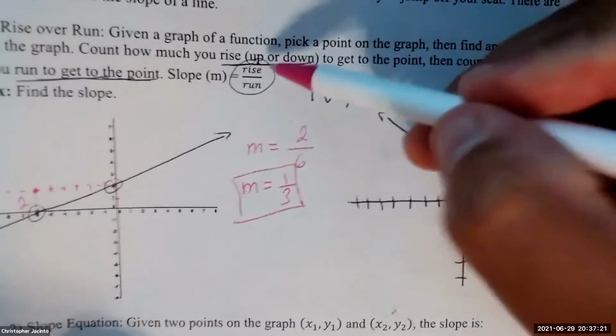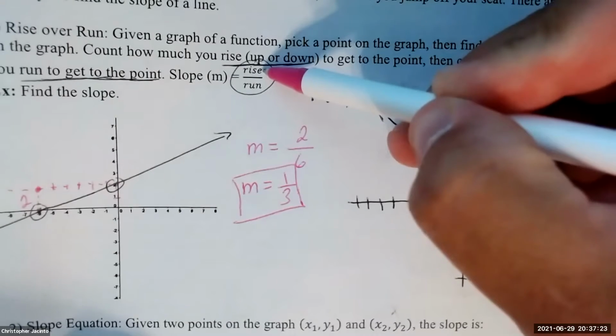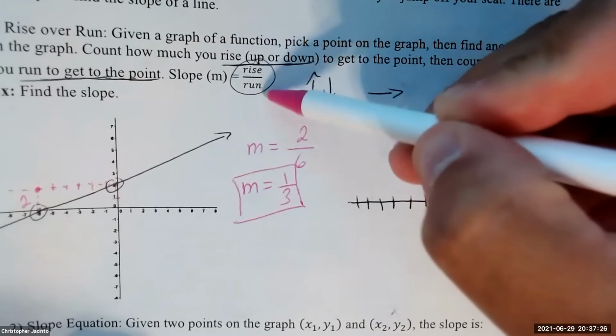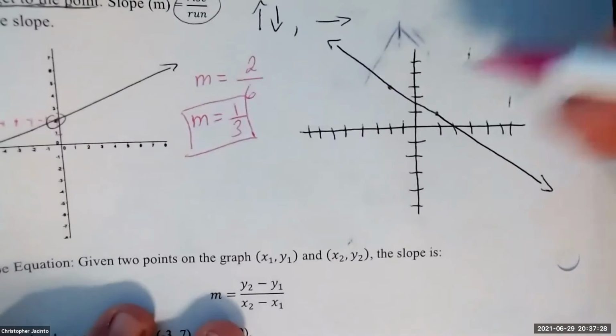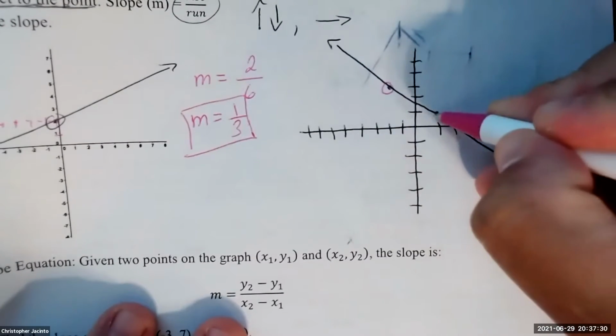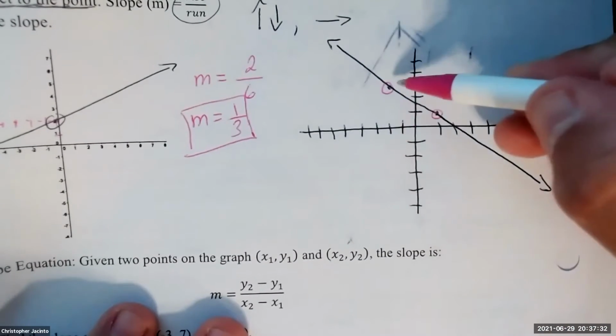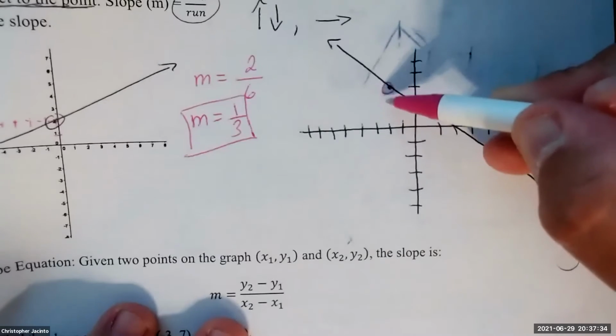Now the key thing is you always rise first. You're either going up or down. Never do the bottom, always go up or down first. So notice, in order to get from here to there, I have to go down, right? So it's not going up anymore. I have to go down.